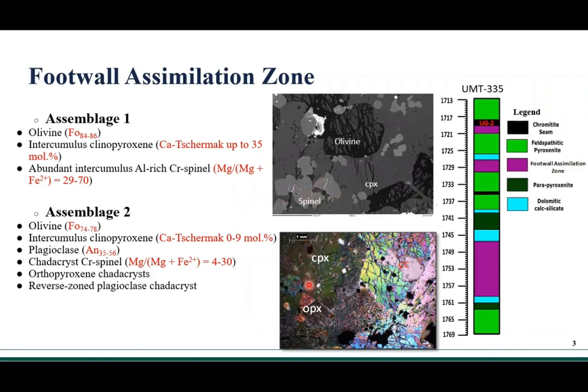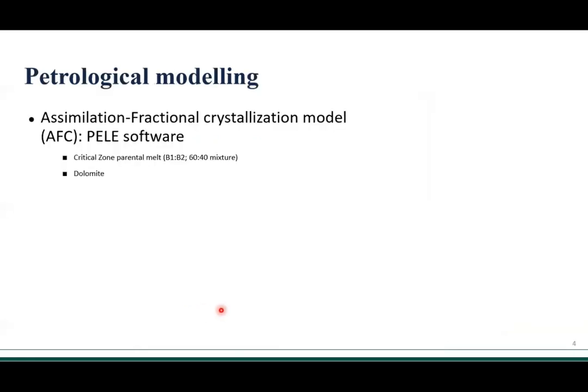And the second assemblage contains olivine that has a relatively low forsterite content and some intercumulus clinopyroxene that has a relatively low calcium component. In some samples, there's plagioclase, and spinel in this assemblage is only present as chadacrysts, and they have very low magnesium numbers as compared to the first assemblage. And in most assemblages, there are these partially resolved relict grains of orthopyroxene, and in most cases, there's also reverse-zoned plagioclase chadacrysts as well.